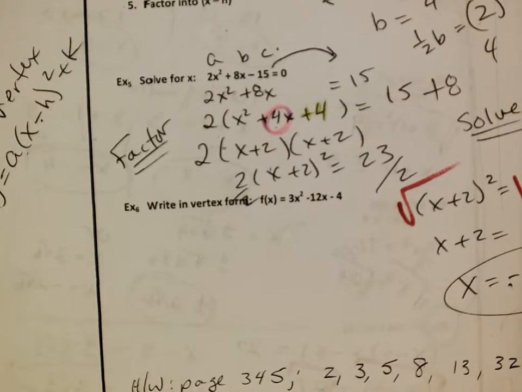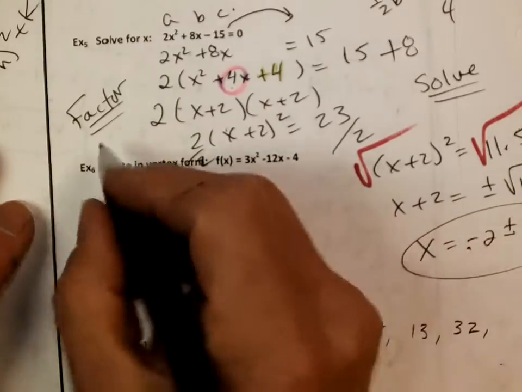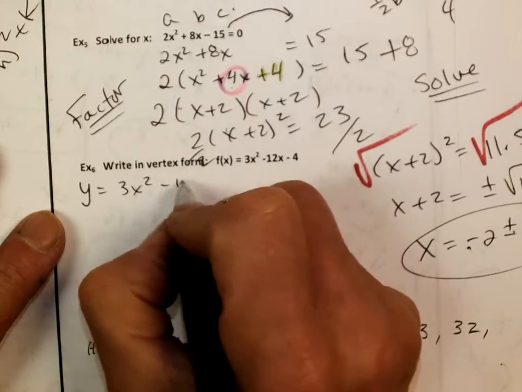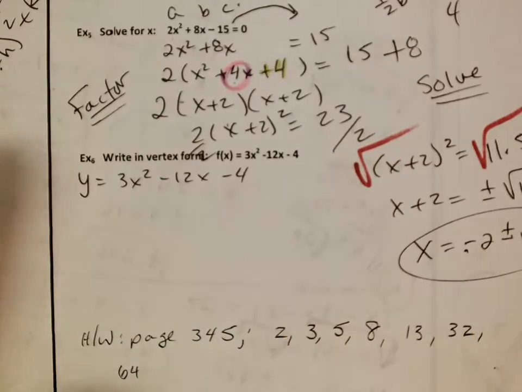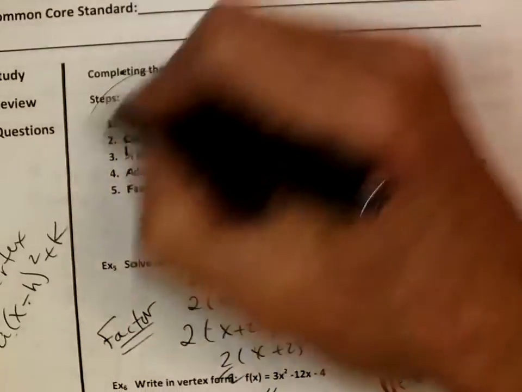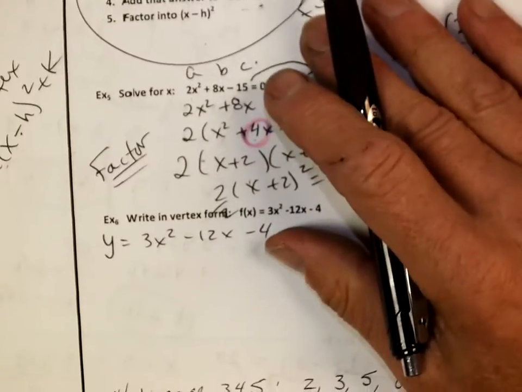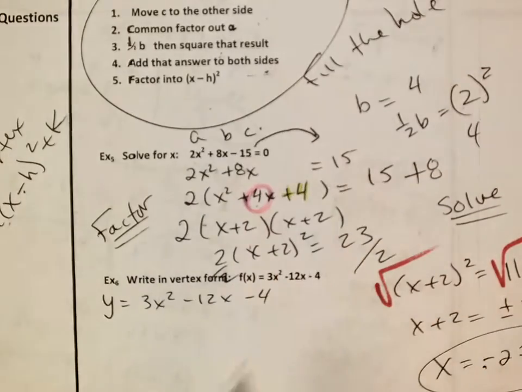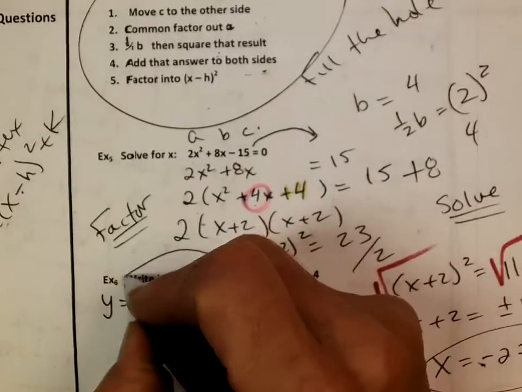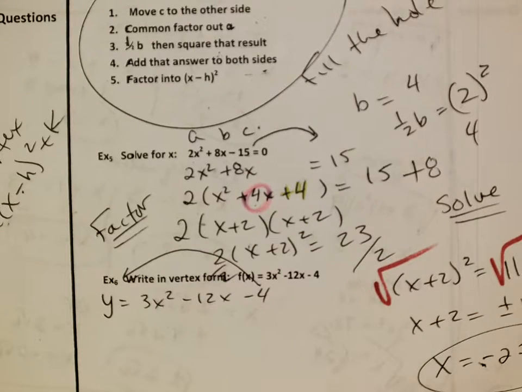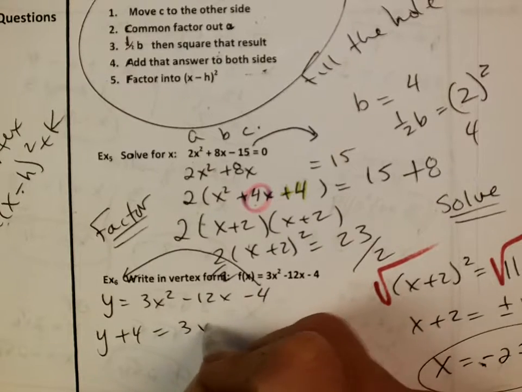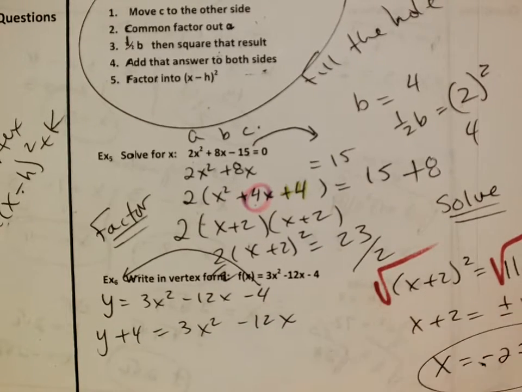Okay, step one. First of all, I'm going to rewrite this as y equals 3x squared minus 12x minus 4. Let's do the same exact steps we just did, the completing the square steps. Step by step. Step one, move C to the other side. So I'm going to take this 4, bring it over here, and write y plus 4 equals 3x squared minus 12x.